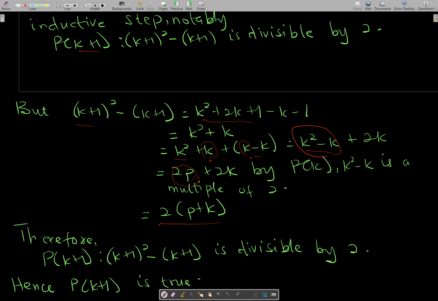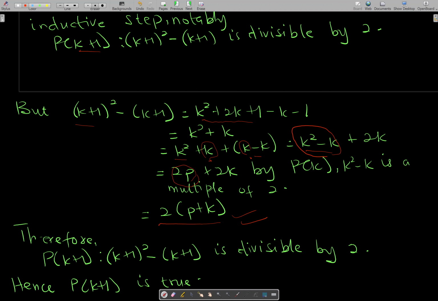In 2p + 2k, 2 is a common factor, so we can factorize 2 out. We get 2 multiplied by (p + k). Since p is a natural number and k is also a natural number, multiplied by 2 you will definitely get a natural number. Any natural number multiplied by 2 is another natural number, and that number is divisible by 2, since it is a multiple of 2.